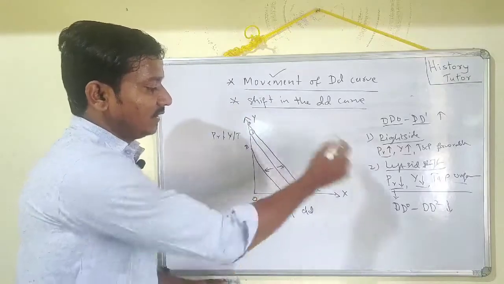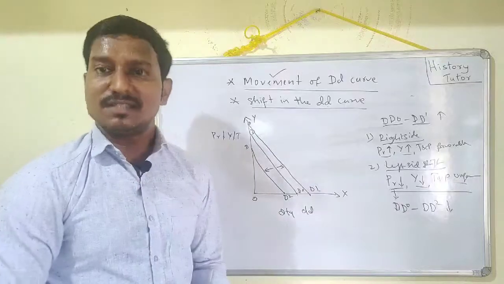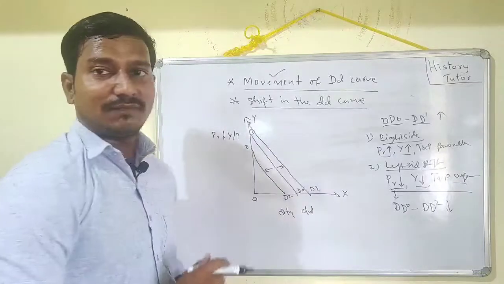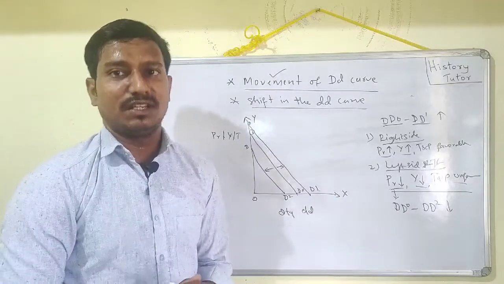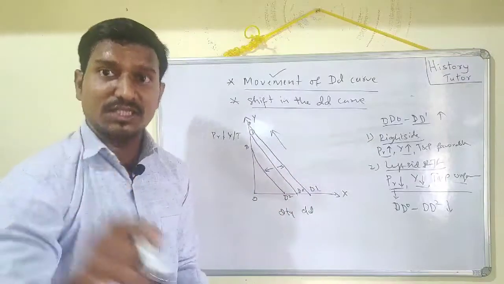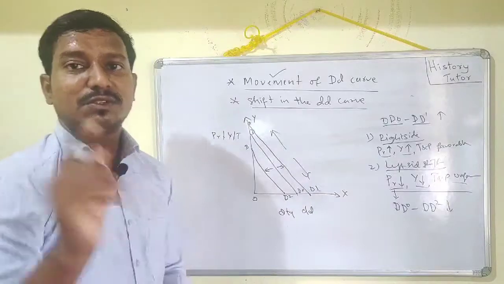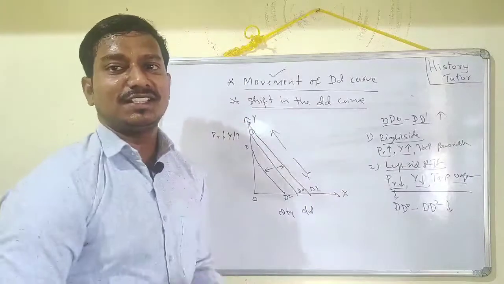Well, so on these topics, many questions are raised in many competitive exams, and they may ask that if the demand curve shifts right side, what does it mean? It means demand is increasing. If the demand curve shifts left side, it means the demand is decreasing. And if the demand curve is moving upside, it means a decrease in the demand and an increase in the price. If the demand curve is moving downside, it means an increase in the demand and a decrease in the price.